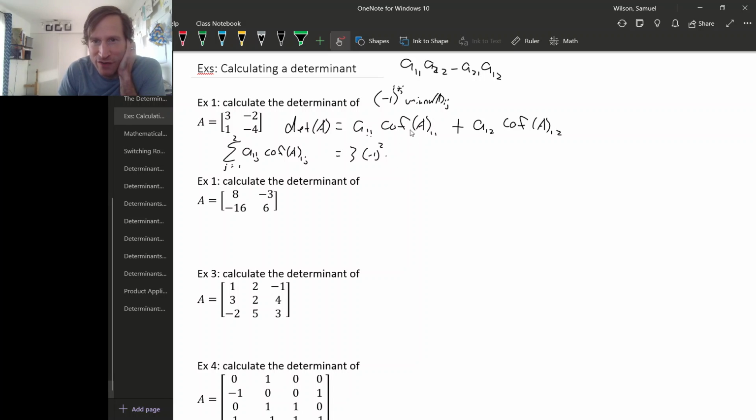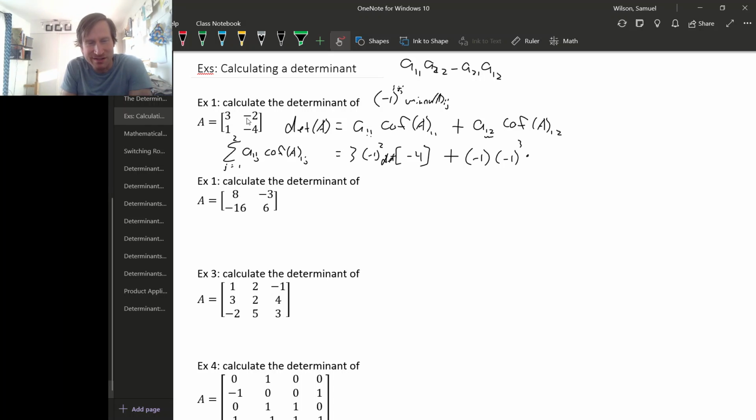Now we multiply by the ij minor, so the 1,1 minor. We go to our matrix, we cross out the first row and the first column. That leaves us with just the matrix minus 4. We take the determinant of that, which is minus 4. Plus a12, which is minus 1. Then we get minus 1 to a power that's the sum of these two positions, so 1 plus 2 is 3, so minus 1 cubed, times the determinant of the 1,2 minor.